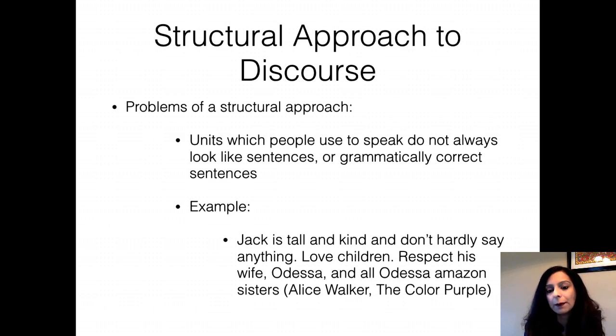So here's an example from a book by Alice Walker. It's called The Color Purple. If you haven't read this book, I highly recommend this book. And I'm going to read out this paragraph from Alice Walker's Color Purple. Jack is tall and kind and don't hardly say anything. Love children, respect his wife Odessa and all Odessa Amazon sisters.